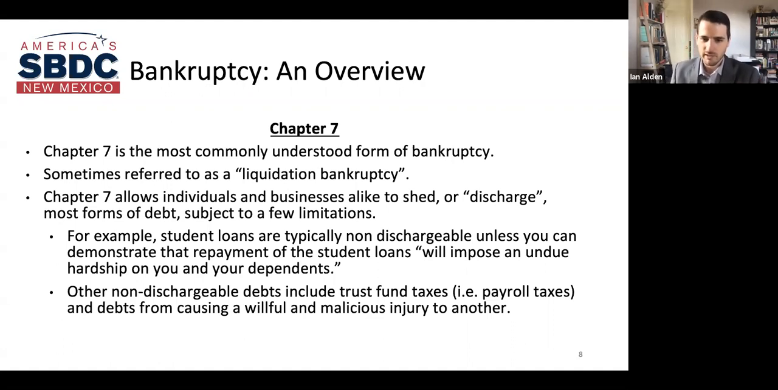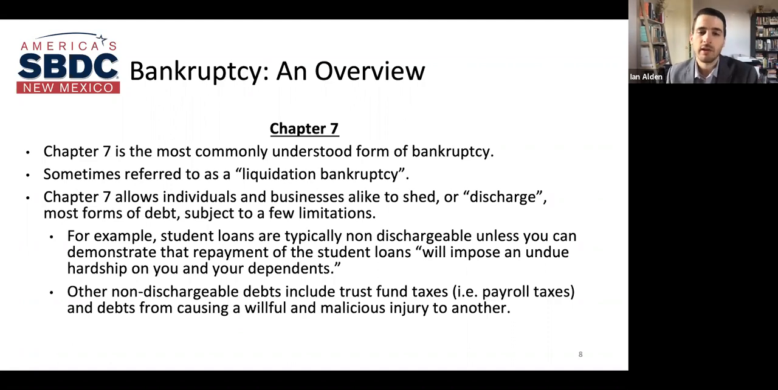We'll talk about exemptions in a little bit, but you put all of your assets into a big pot, you liquidate it, or rather the bankruptcy trustee does. They sell what they can sell. They pay the creditors what's available, and then any debts left over after that liquidation process are typically discharged, with a few exceptions. There are some non-dischargeable debts that we're going to see throughout the bankruptcy code and different bankruptcy types.